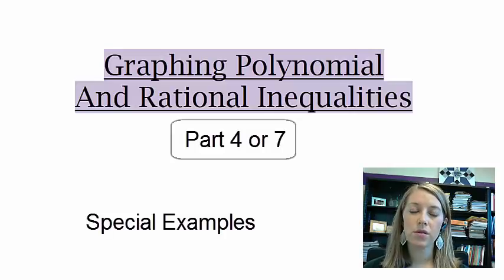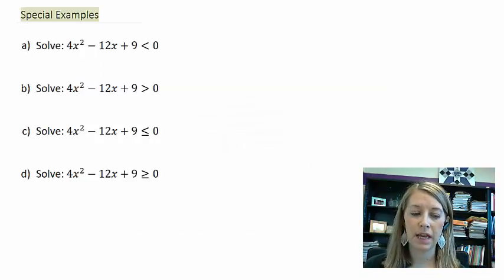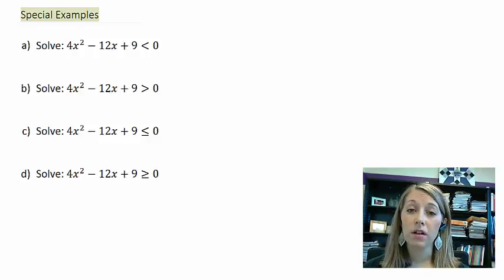Okay, so we have worked through a few examples of graphing polynomial inequalities. I have one more example of the polynomial version, and this one I'm calling my special cases. And we're going to see why it's special in a second. So I have four problems, but in essence it's the same problem. We just need to interpret the answer four different ways. So we have 4x squared minus 12x plus 9, and then all the different inequalities set up next to 0.